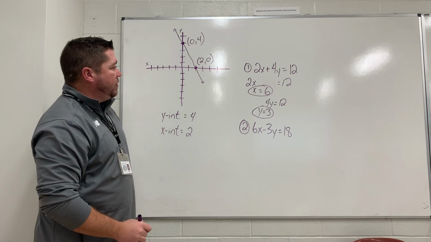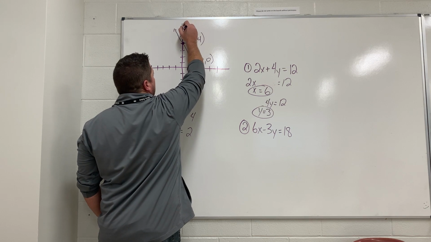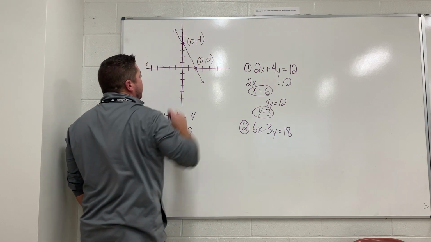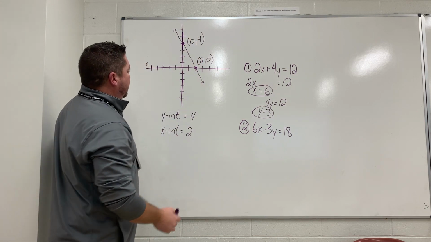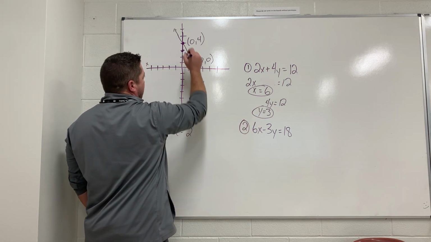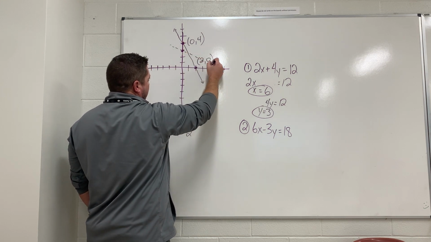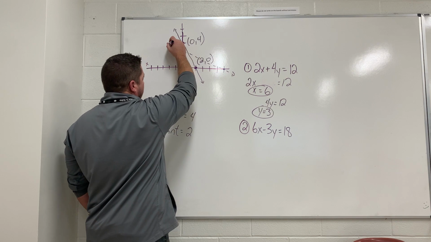Once you're given that information, I'm going to use the same graph over here. I could graph that line by going y of 3, x of 6, and I could draw my line through those 2 points.